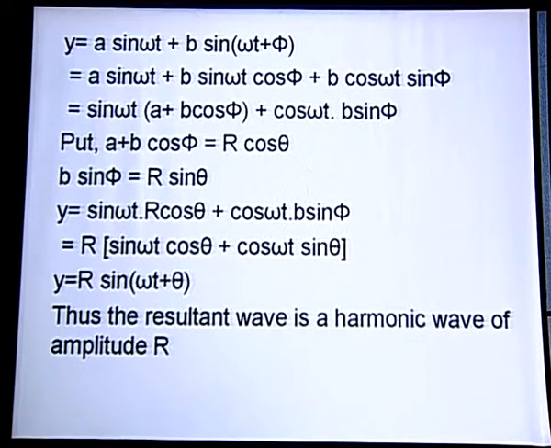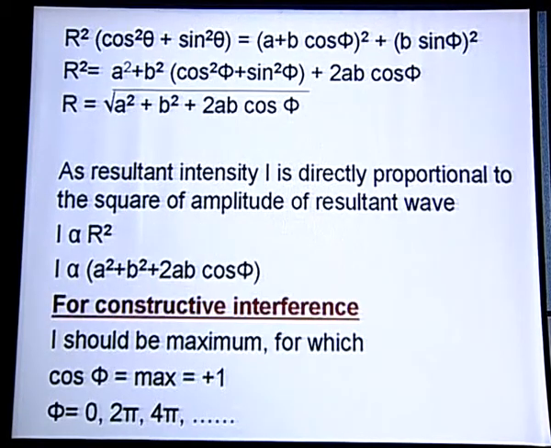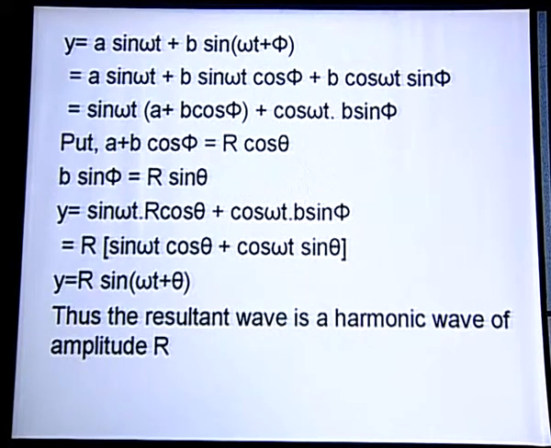So here you will get a constructive interference. This R is known as the amplitude. This amplitude is the amplitude of the resultant wave. Clear? So then this can also be calculated very easily. If you go through here, we have substituted values, that is a plus b cos phi is equal to R cos theta, and b sin phi is equal to R sin theta.